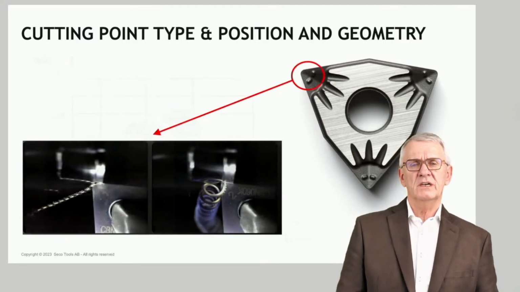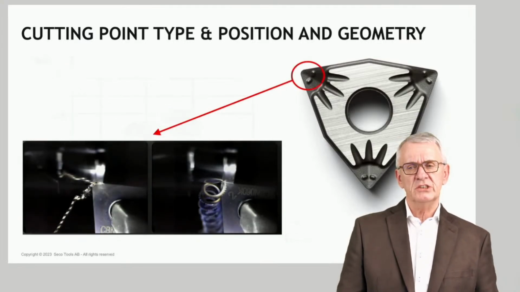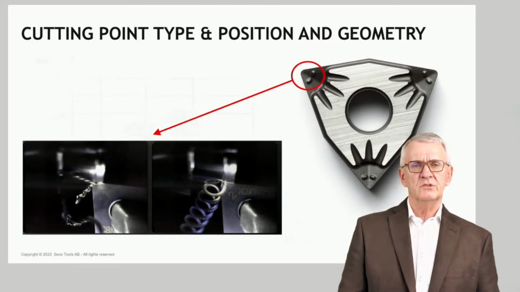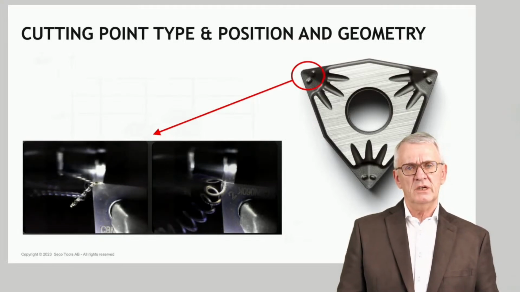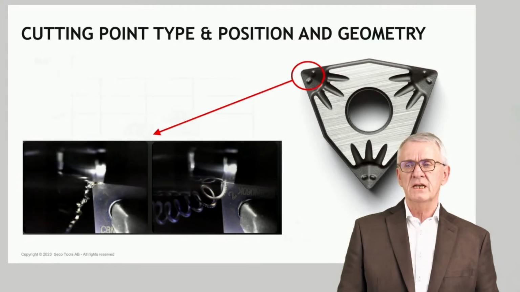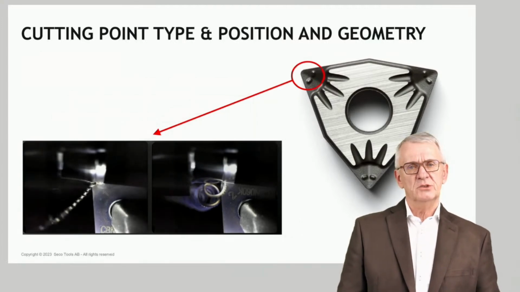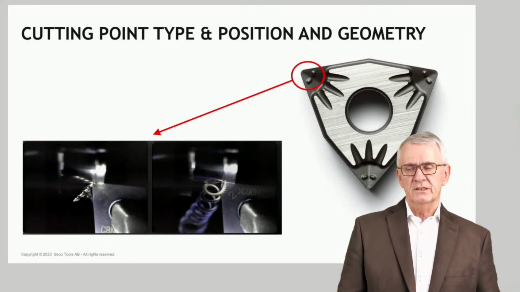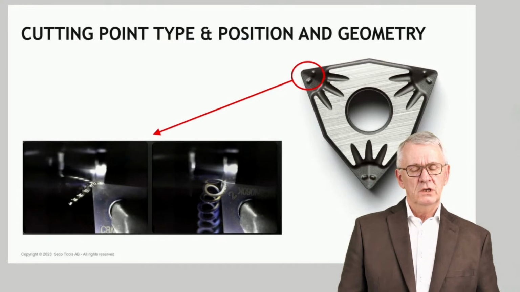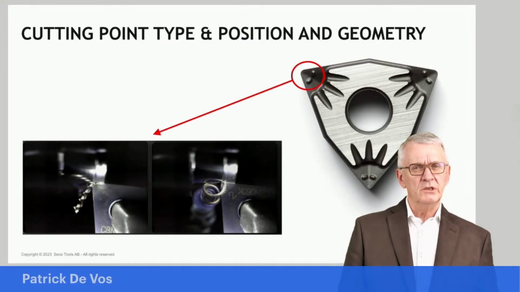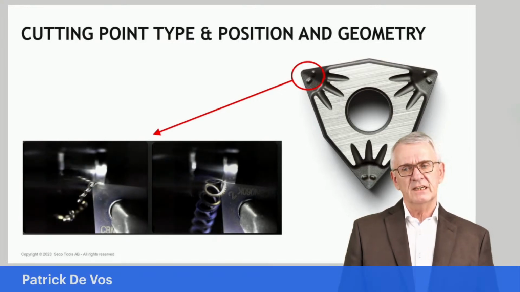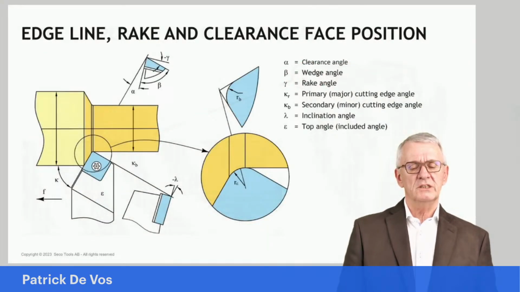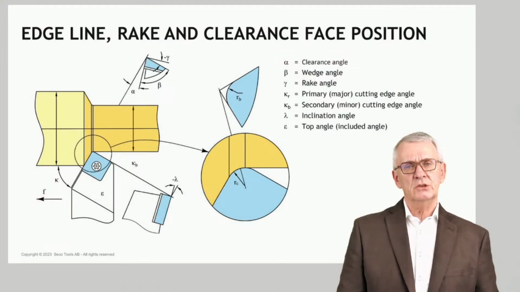Here you see an example of different geometries of a point. You see two times the same cutting point, the same dimensions, same type of point, but the geometry is modified, and you see how the chips which are formed are different. Same tool, same cutting conditions, but the geometry of the point is slightly different, and as a result we see different chip formation. Later on we will talk about chip formation. Don't forget that the actual point of a tool plays a role there.